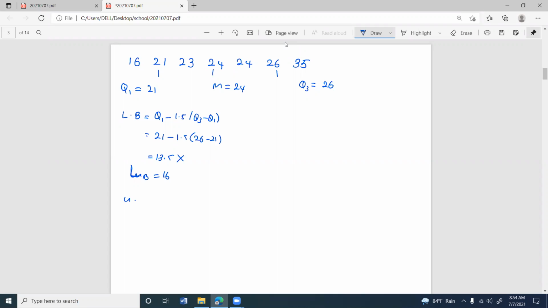Then the upper boundary is Q3 plus 1.5 times of Q3 minus Q1. So in this case, Q3 is 26 plus 1.5 times of 26 minus 21, it turns out to be 33.5. But what you can see is that the highest value available in the set is how much? The 35. So the upper boundary becomes 33.5, and what happened to the 35? 35 is an outlier. That is a theory we need to understand.